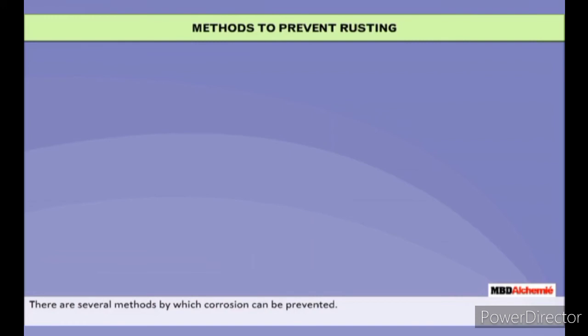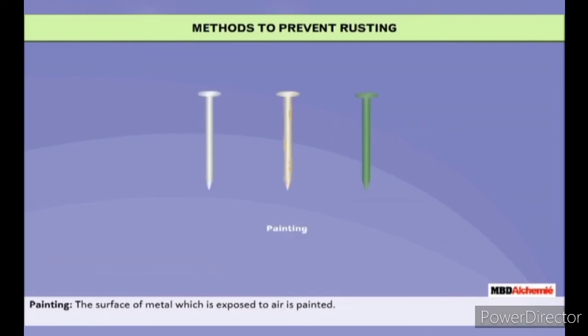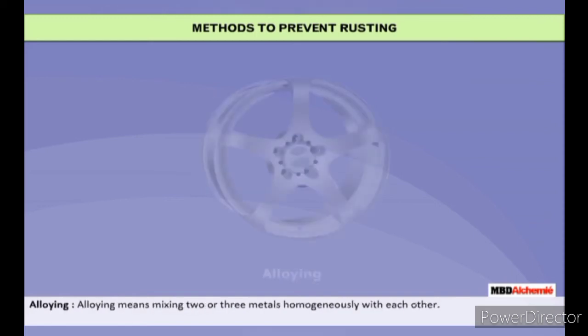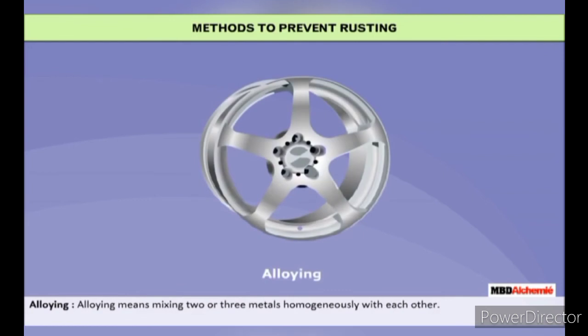There are several methods by which corrosion can be prevented. Painting. The surface of metal which is exposed to air is painted. Paint forms a thin protective layer on the metal which prevents it from getting corroded. Alloying. Alloying means mixing 2 or 3 metals homogeneously with each other. Such metals, when alloyed with iron, save it from getting rusted. For example, stainless steel, an alloy of iron with nickel and chromium.